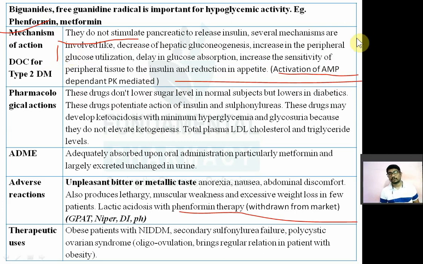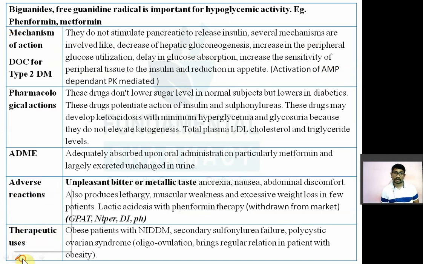utilization of glucose. They will prevent hepatic gluconeogenesis, the formation of new glucose by the liver. Activation of this AMP-dependent protein kinase will prevent hepatic gluconeogenesis, and increase peripheral glucose utilization. So they act by decreasing gluconeogenesis and increasing the peripheral utilization of glucose, delaying glucose absorption, and increasing the sensitivity of insulin in the peripheral tissues. Remember, these biguanides will not release insulin. They will act in a different way: activating the AMP protein kinase enzyme, preventing hepatic gluconeogenesis, increasing peripheral utilization of glucose, delaying glucose absorption, and also increasing the sensitivity of cells towards insulin.